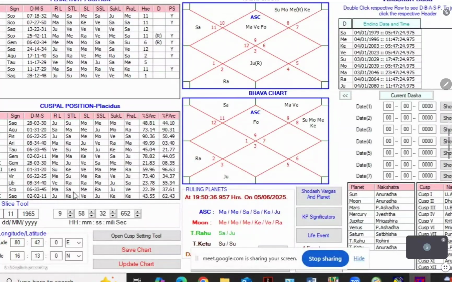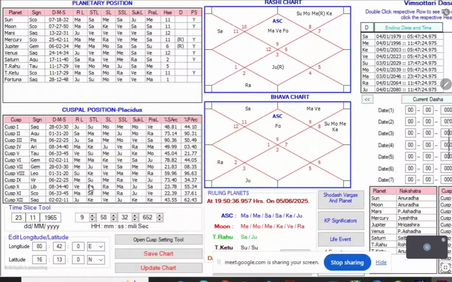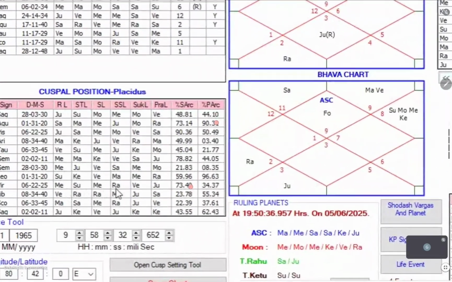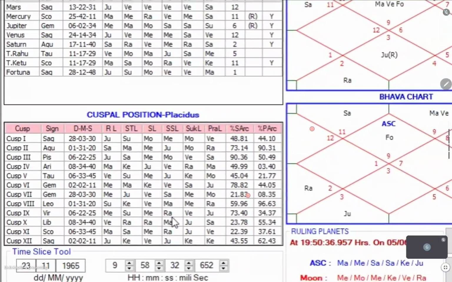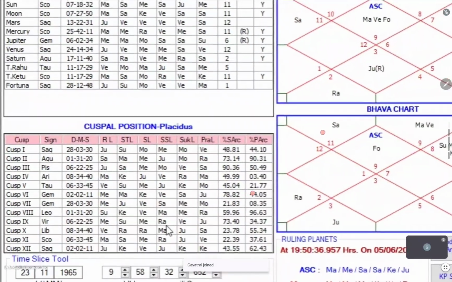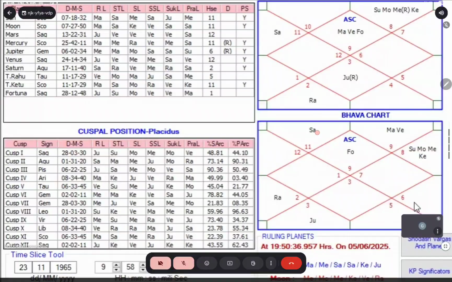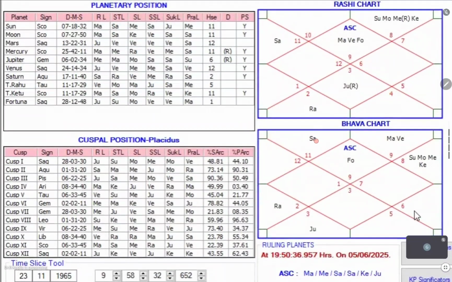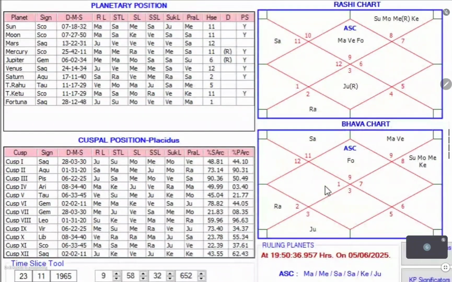Then for the death of father, Saturn should appear either in the ninth cusp. Saturn here is not appearing in the ninth cusp, or Saturn should be appearing in the ninth bhava. It is not appearing in the ninth bhava. It should appear in the fourth bhava, which is the eighth house from the ninth. It's not appearing in the fourth house also, right?